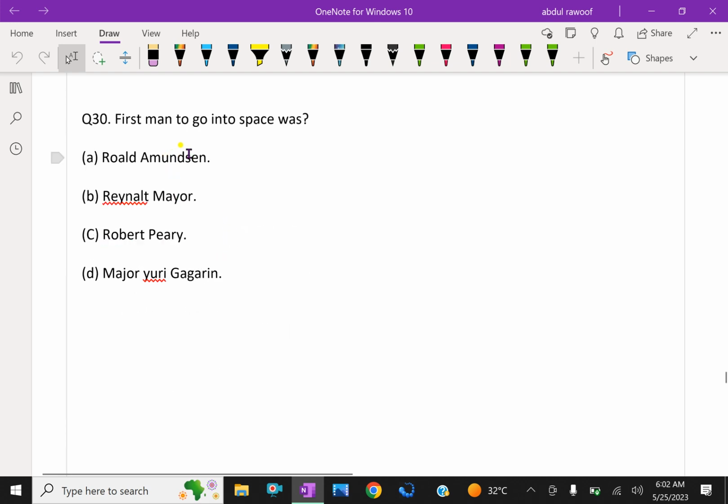The first man to go into space was Roald Amundsen, Reinhold Messner, Robert Peary, Major Yuri Gagarin. He is the first person.